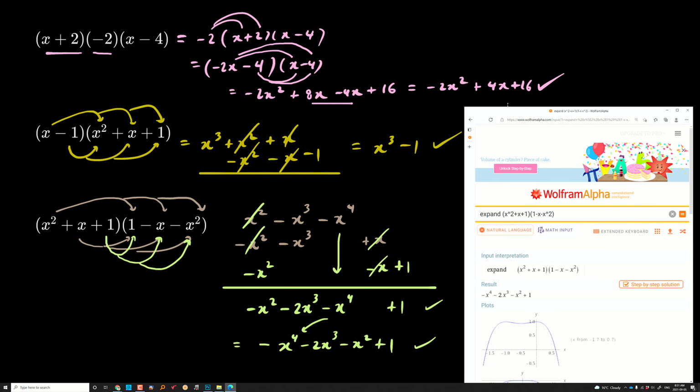And we can visit wolframalpha.com, type in expand bracket x squared plus x plus 1 bracket, another bracket 1 minus x squared, and you can see that the result is the same as our answer.